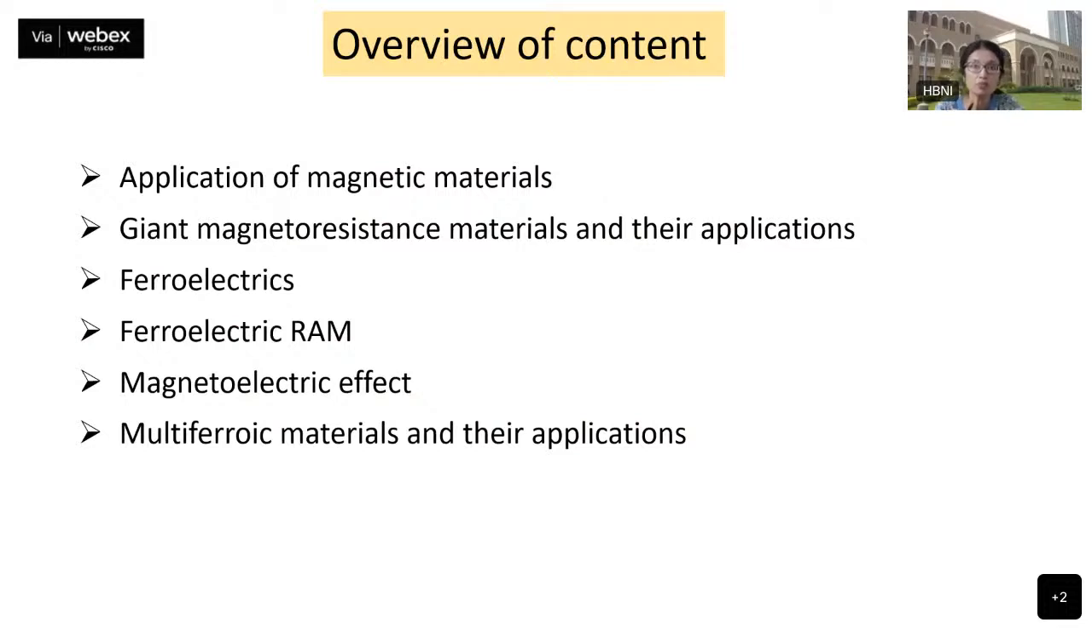So today in the class, we will cover application of magnetic materials, which will cover both hard and soft magnetic materials. Then we'll talk a little bit about giant magnetoresistance materials and their various applications. Then we'll discuss the concept of ferroelectrics. Then we'll talk about a definitive application of ferroelectrics, which is ferroelectric RAM. Then we'll talk about a particular effect which is known as the magnetoelectric effect. And we'll talk about multiferroic materials and their various applications. So this will cover our entire magnetic materials portion.